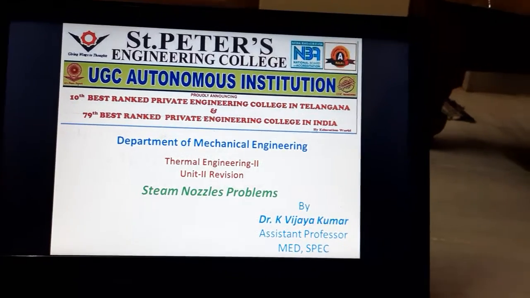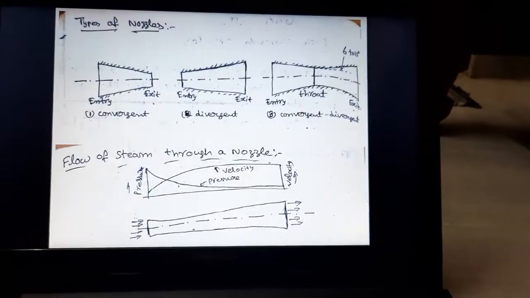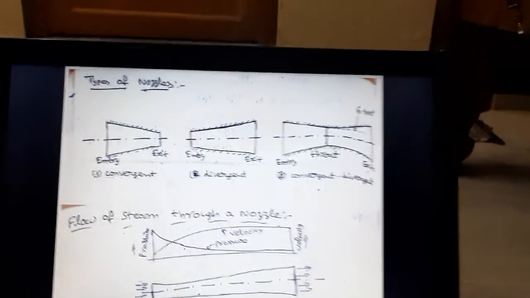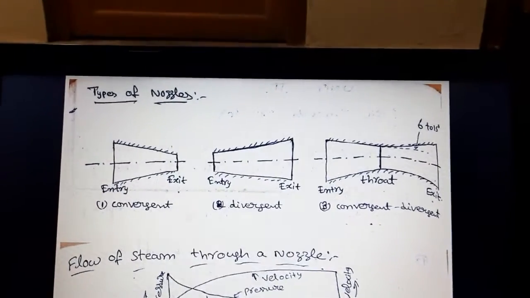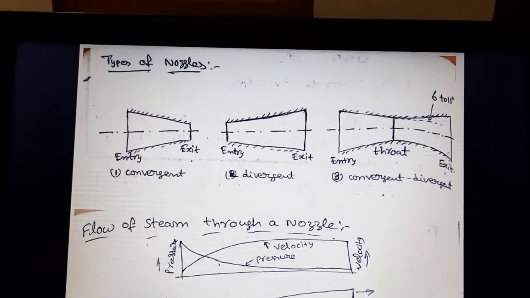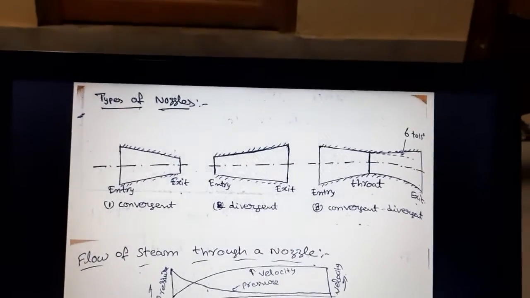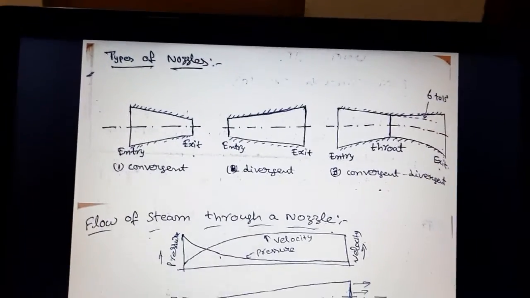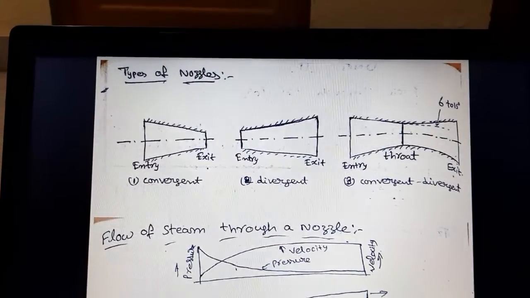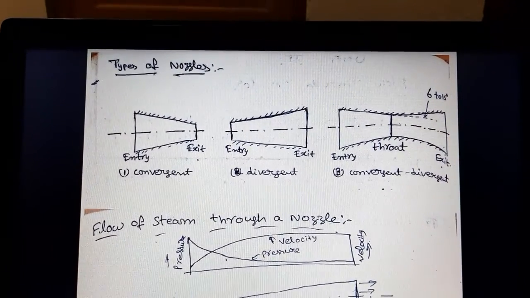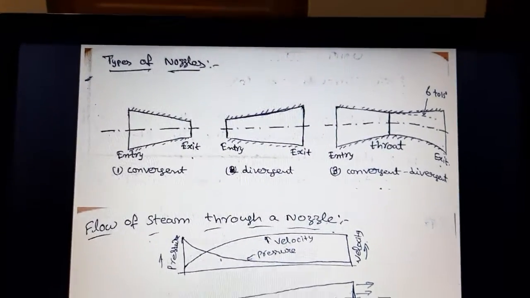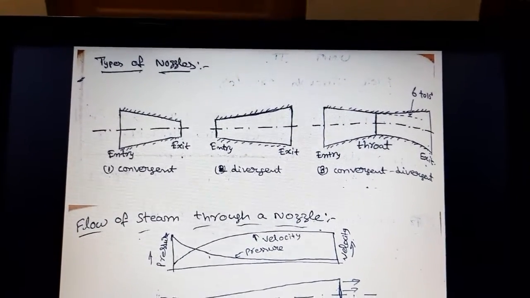So what are the types of steam nozzles? The main types of steam nozzles are convergent, divergent, and convergent-divergent. The convergent nozzle has a large entrance and tapers gradually up to the smallest section, so it does not have a throat.